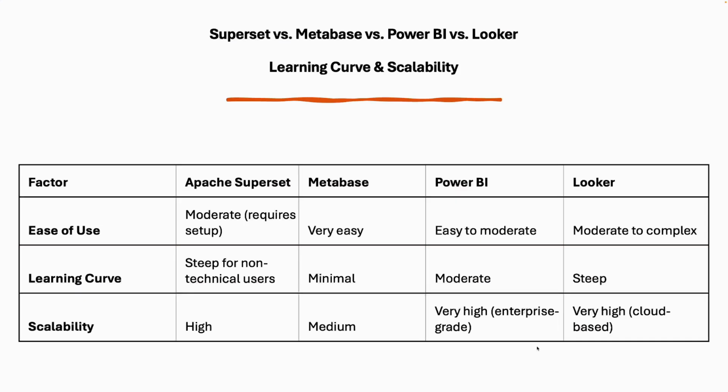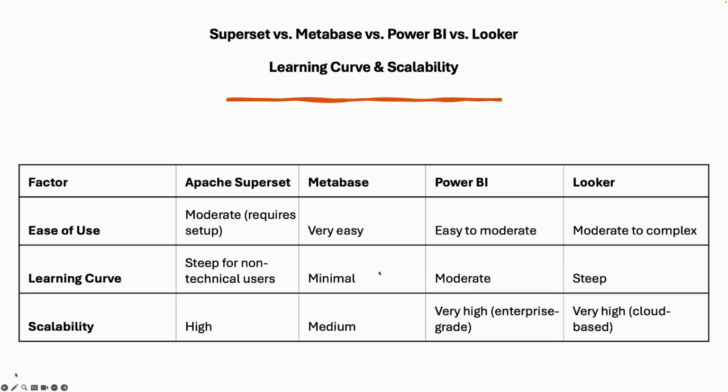Learning curve and scalability. Apache is relatively easy to set up. Metabase is very easy. Power BI is very easy if you are on Microsoft. I don't think Power BI is available for Mac operating system and Linux, but for Microsoft, it's simple, click and install. Looker again, cloud-based, so moderate to complex.